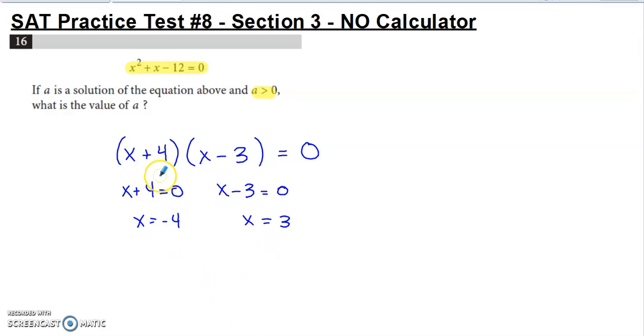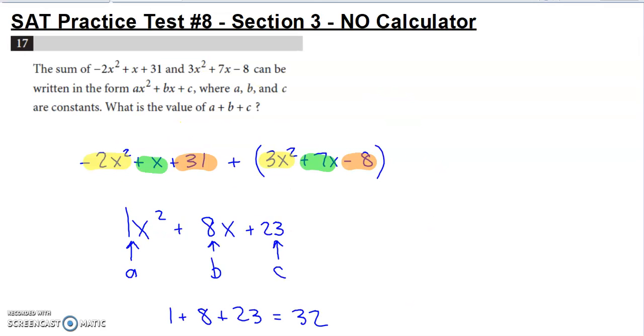When I solve the equation by factoring, I set each factor equal to 0. When I set this equal to 0 and solve for x, I do not get a positive answer. That is not our answer for this. But when I set this second factor equal to 0 and solve for x, I do get an x value of 3. So A is equal to 3 because they tell us that A is positive, and we are looking for the positive solution to this quadratic equation.